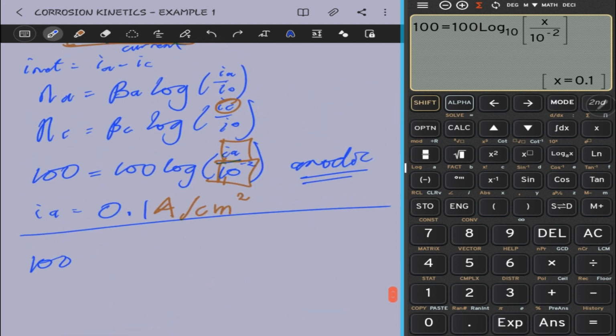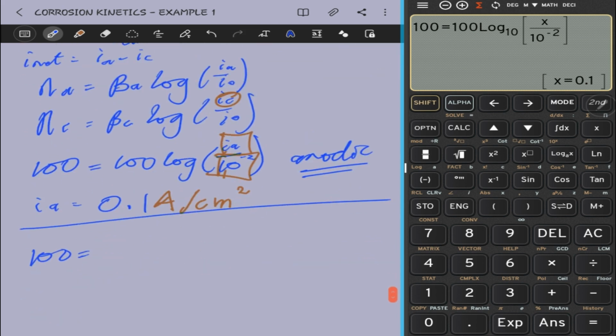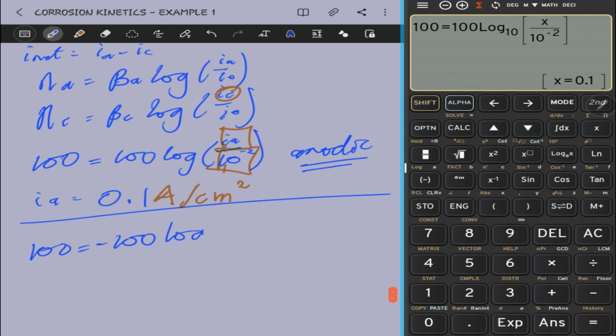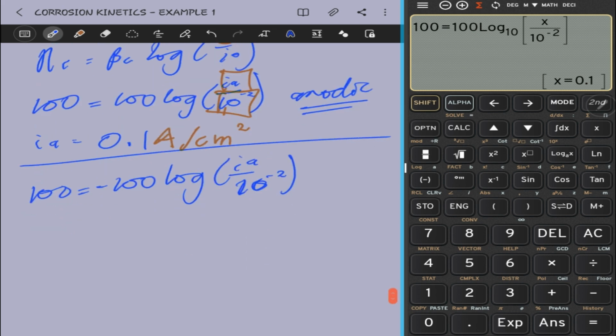So we have 100 equal to minus 100 times log of the cathodic current density over the exchange current density, which is 10 to the power minus 2. So let's see what we get. We end up getting the cathodic current density as 0.001 amperes per centimeter squared.